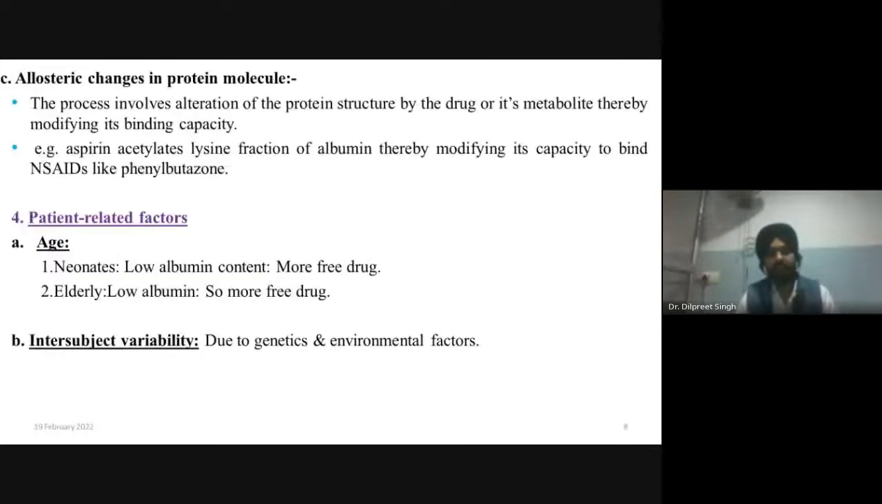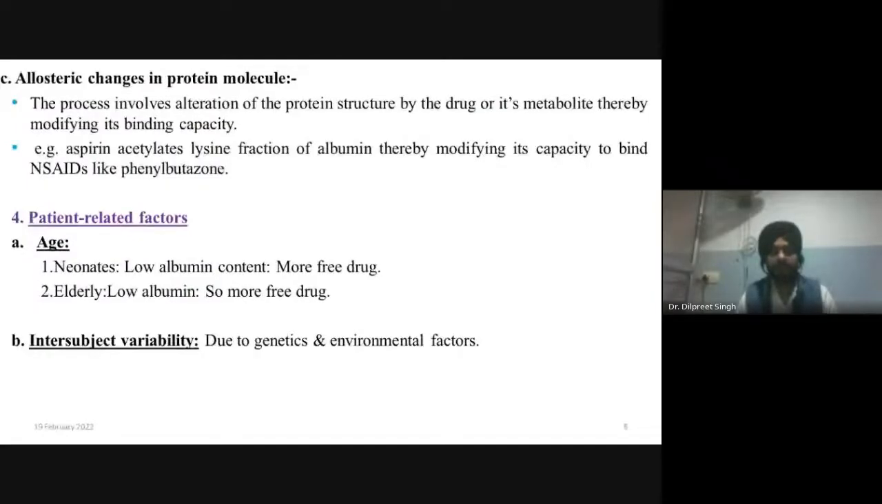Next type is the allosteric changes in the protein molecule. That is a process that involves the protein structure being modified by the drug or its metabolite, thereby modifying its binding capacity. For example, aspirin acetylates the lysine fraction of the albumin, thereby modifying its capacity to bind other molecules like phenylbutazone.